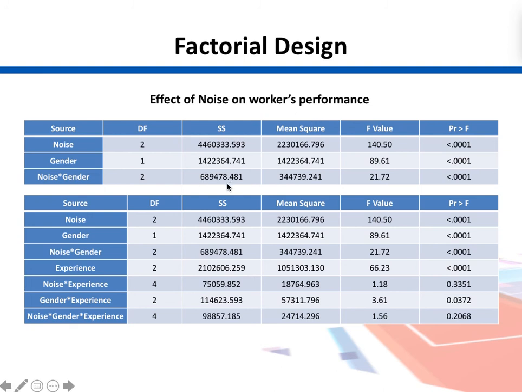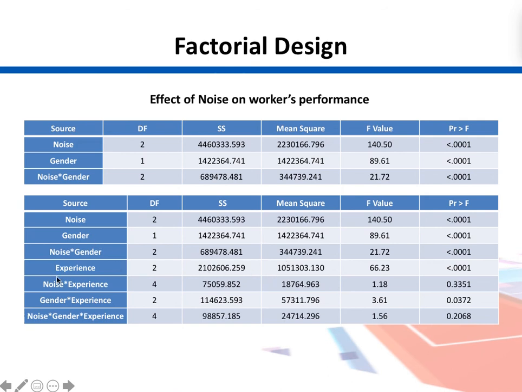Sometimes we have more than two factors in our ANOVA table. So suppose we also put in the experience of those workers. The experienced workers, obviously, would have a different performance level as compared to the non-experienced ones. So for experience, we also take three levels: medium, low, and high. And this is how this ANOVA table is built.